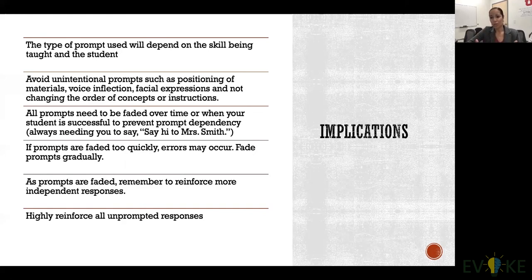As we mentioned earlier, scaffolds are really just a temporary structure to facilitate learning. But in essence, our ultimate goal is to have the child be able to respond independently to the task at hand. And so those need to be faded over time. Again, if prompts are faded too quickly, errors may occur, so it's important to fade those prompts gradually. As prompts are faded, always remember to reinforce more and more independent responses or successive approximations to the target behavior that we want to see. And then highly reinforce all unprompted responses. We definitely want the child to know that we want them to respond more independently.